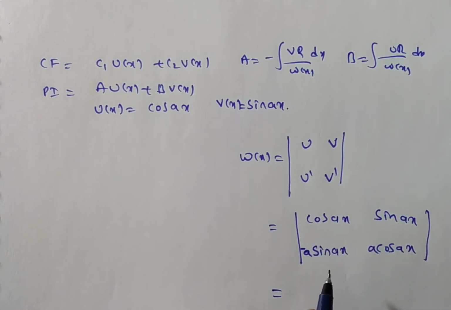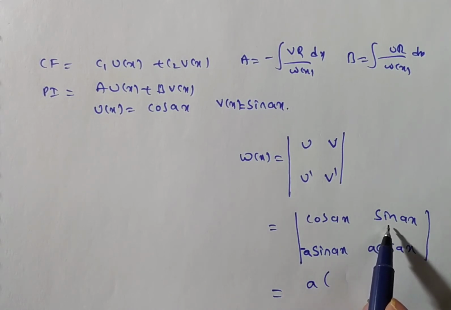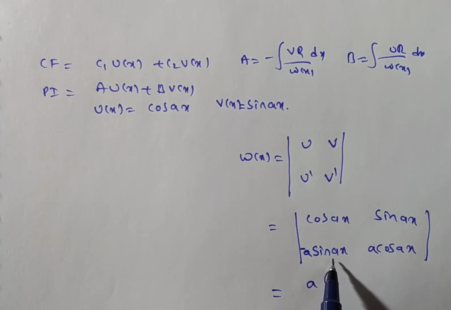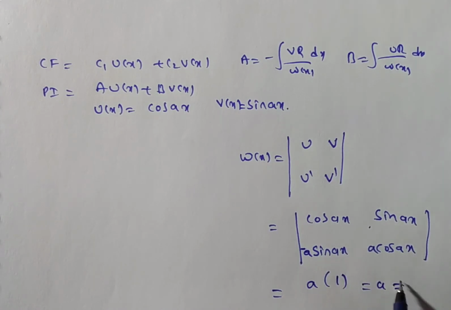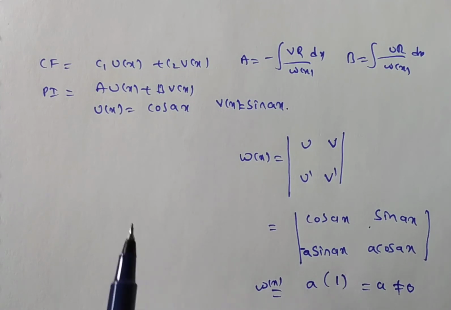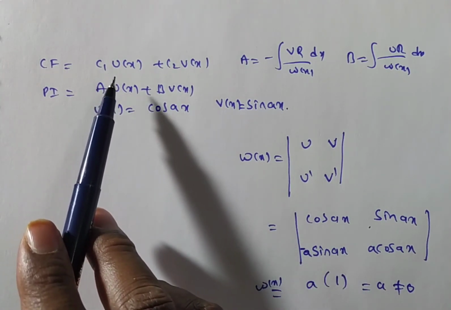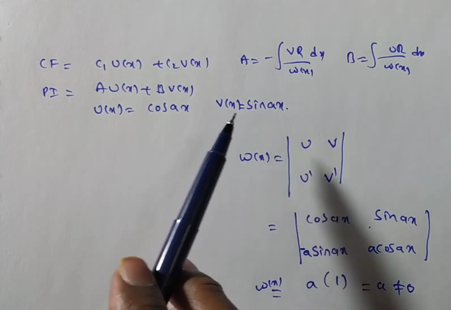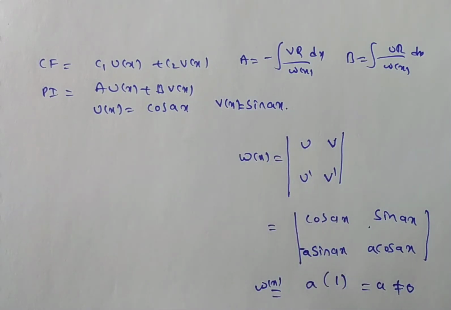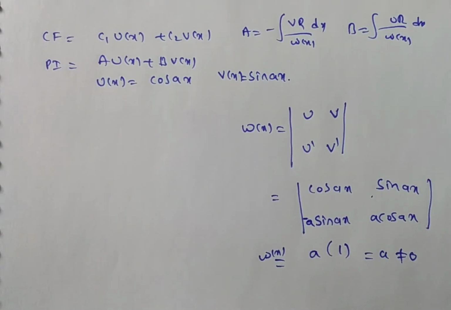Cos ax into a cos ax means a cos square ax. Next sin ax into sin ax means sin square ax, and already you have minus of minus, plus a. So a is common. Then I will have cos square ax plus sin square ax is 1, so the Wronskian is a, which is non-zero. The Wronskian is non-zero in this case because cos ax and sin ax are the solutions of the complementary function, so these are linearly independent solutions. So we won't get the Wronskian as 0 in this case.